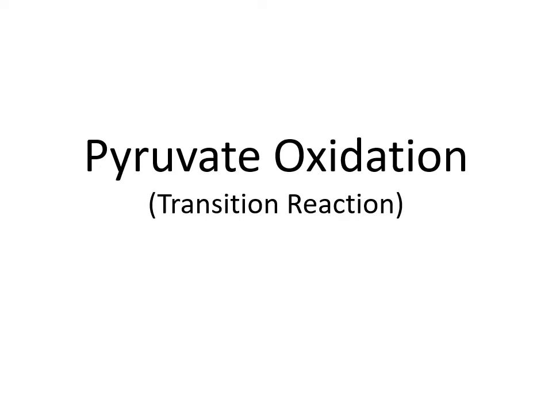Pyruvate oxidation is the second step in cellular respiration. Following glycolysis, we have produced pyruvate molecules, 2 pyruvate molecules from each molecule of glucose that went through glycolysis. This pyruvate, of which we have 2, is then oxidized in the pyruvate oxidation reaction, sometimes called a transition reaction.